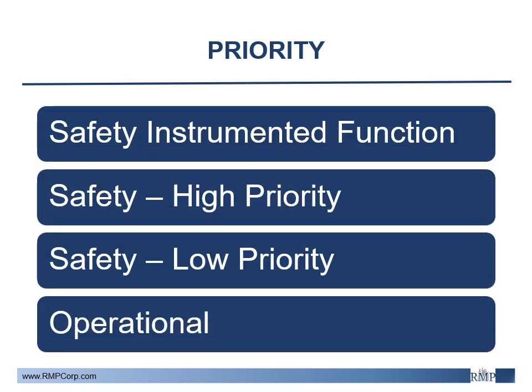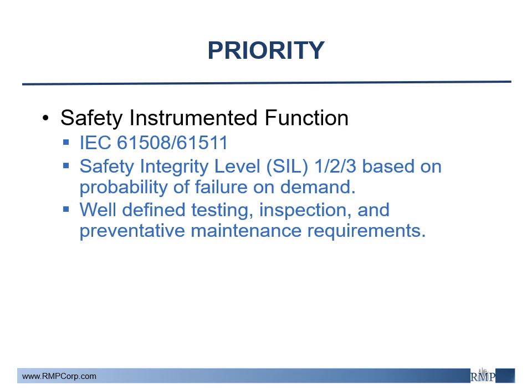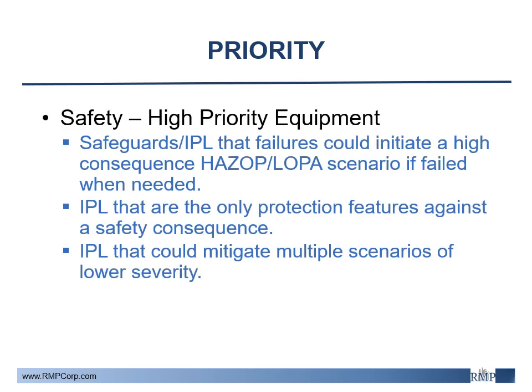Once you know what equipment you need to incorporate into MI and you know which are more critical, we can then bin them into categories of importance. Starting with the highest priority order, in compliance with IEC 61511, this is an international standard. This will also be broken down further into SIL 1, 2, and 3. These are based on probability of failure on demand and require a very strict, well-defined testing, inspection, and preventative maintenance.